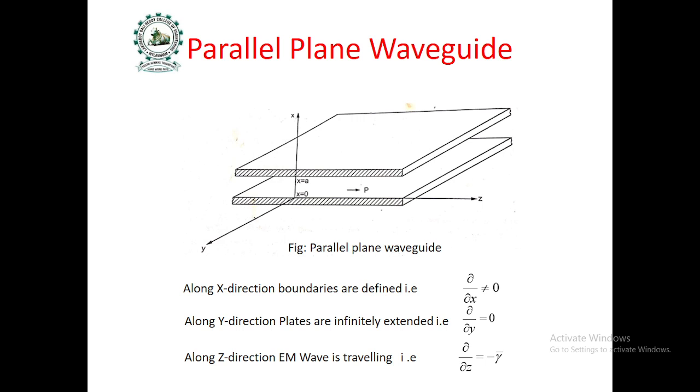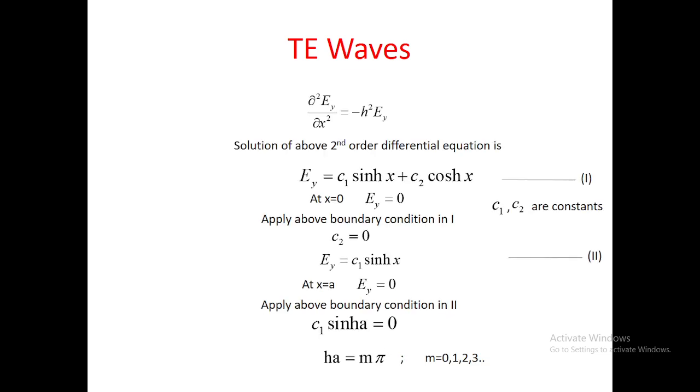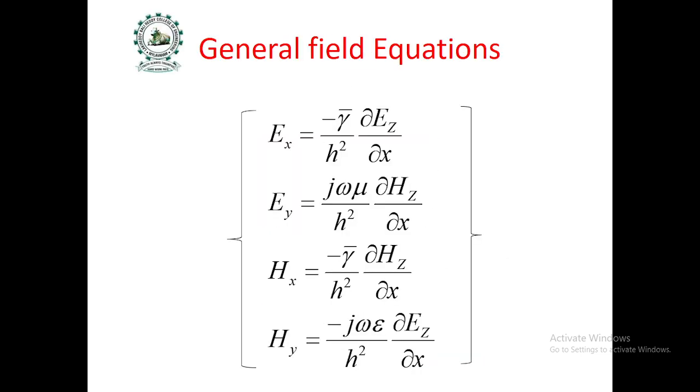In this diagram, along z there is wave propagation, along x there are boundaries. At x equal to 0 there is the bottom conducting wall, at x equal to a there is the top conducting wall. So along x there is variation of field components, and along y the plates are infinitely extended, which means along y there is no variation of field components. That's why here there is only del by del x.